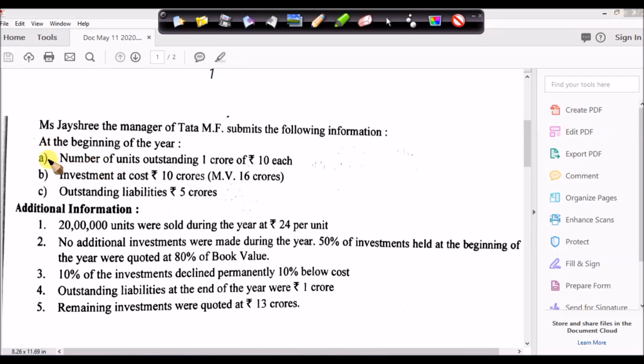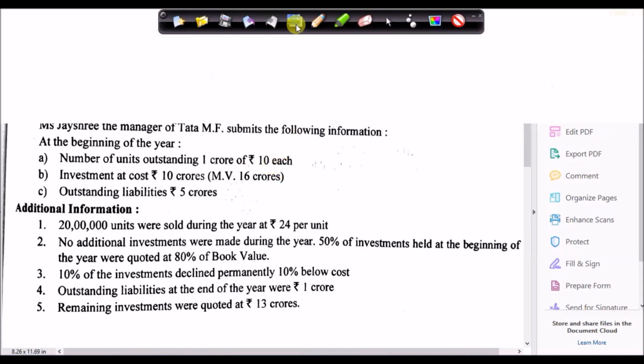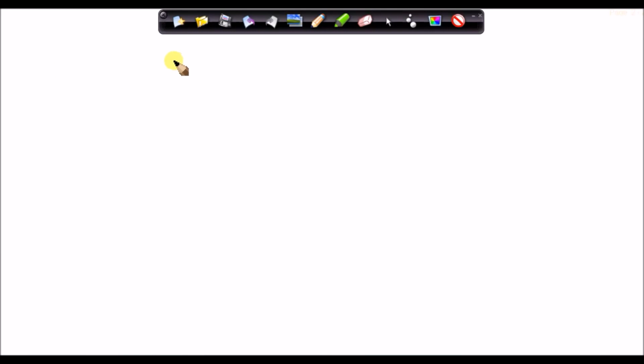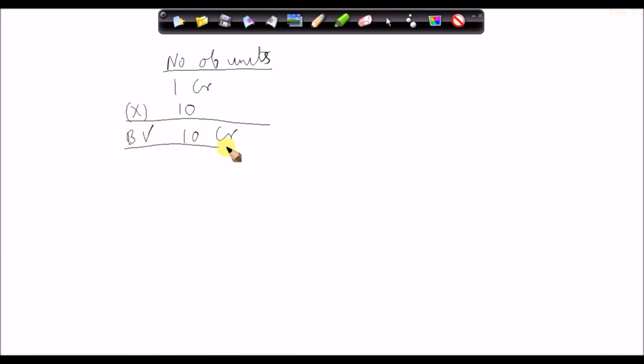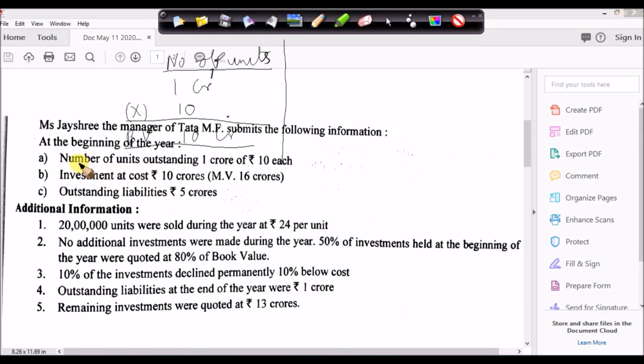So this is something extra which I am doing to make you understand. At the beginning of the year, the number of units outstanding is 1 crore units of rupees 10 each. So we have 1 crore units, and it has a value of 10 rupees. So 10 crore is the book value of the units. This is one thing which you should know.